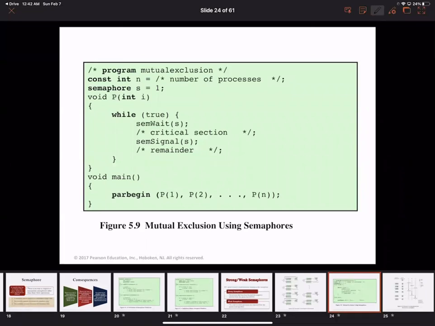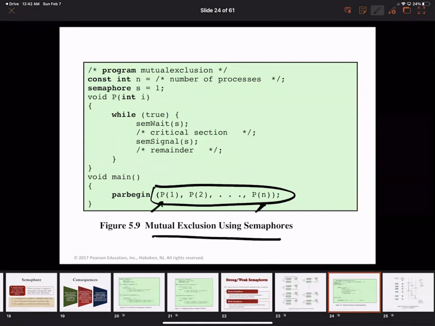From now on, we will assume semaphores are strong, because they are more convenient, and because this is the form of semaphore typically provided by the operating system. In this figure, you can see a straightforward solution to mutual exclusion using semaphores. Assume we have n processes, identified by the array from process 1 up to process n, all of which need access to the same resource.